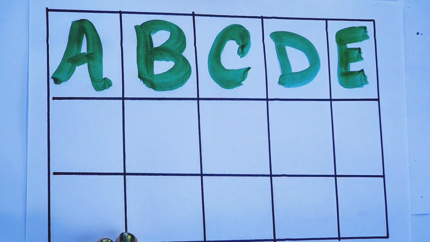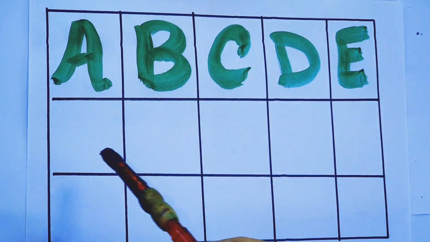E. E for egg. E for elephant. E for ear. E for red color.